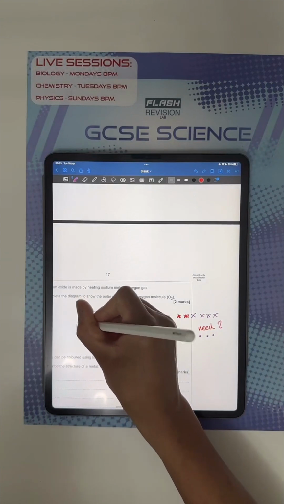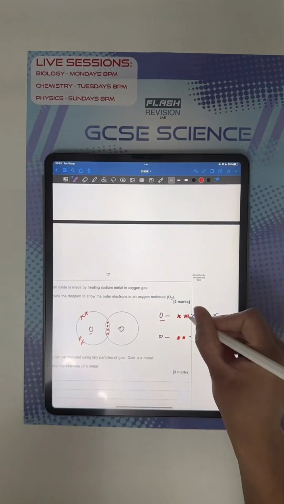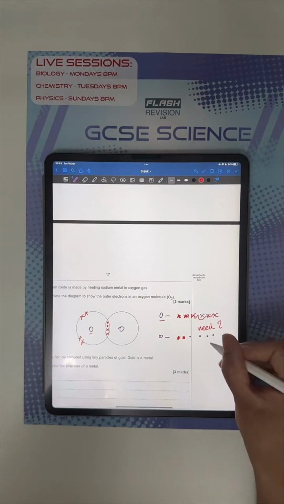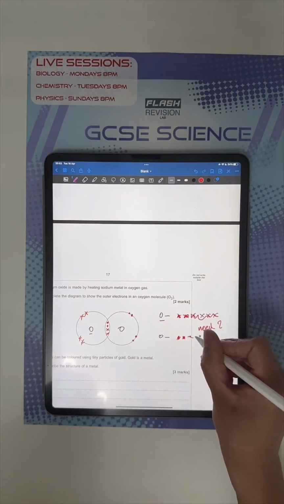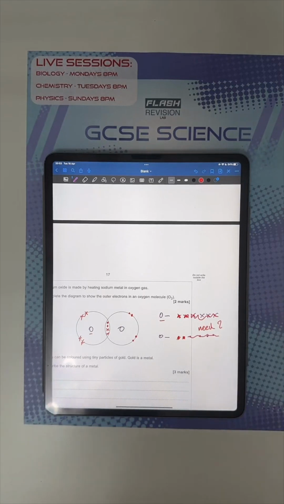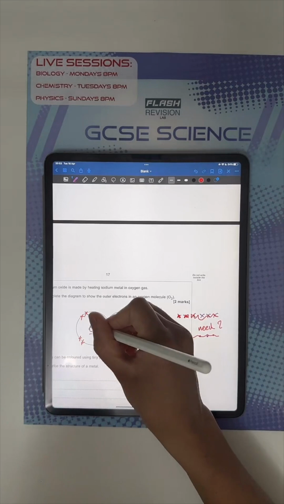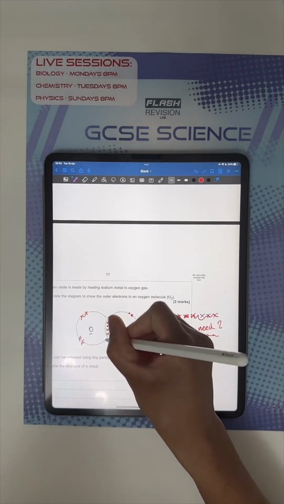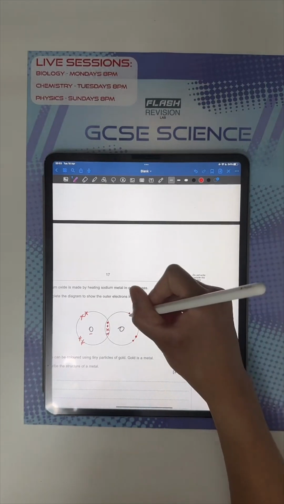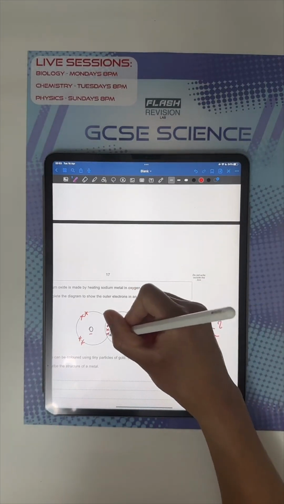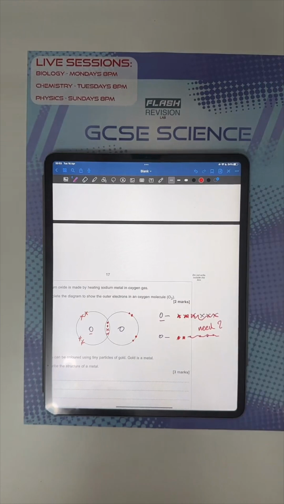So 1, 2, 3, 4 crosses. So we've used up all of these. And then 1, 2, 3, 4 dots. We've used up all our electrons. And just to double check, make sure each one has 8. So this oxygen now has 1, 2, 3, 4, 5, 6, 7, 8 electrons. So that's okay. This one also 1, 2, 3, 4, 5, 6, 7, 8. They're both stable now.